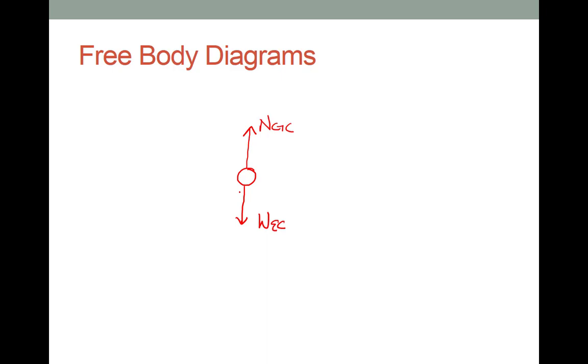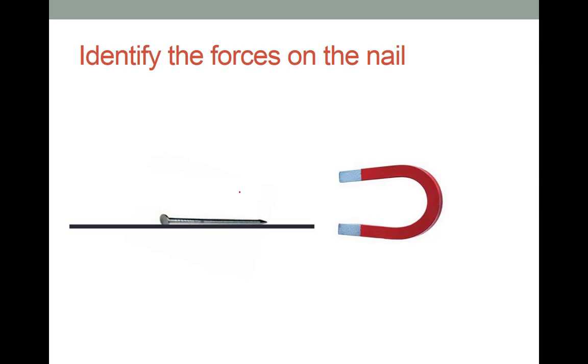So the next few slides are just thinking about examples of free body diagrams and what they would look like. The first one, we're going to deal with a nail sitting on a shelf being pulled by a magnet. So we represent the nail by a circle. Earth is pulling down on that nail, so W for weight, Earth for the cause of the force, N for nail in this case is my second subscript.